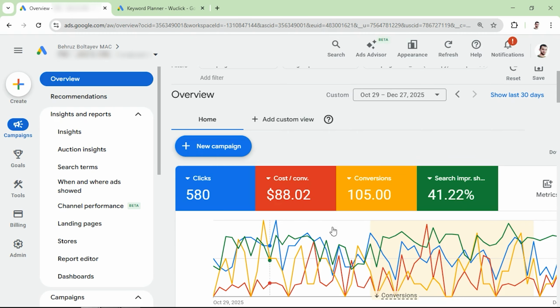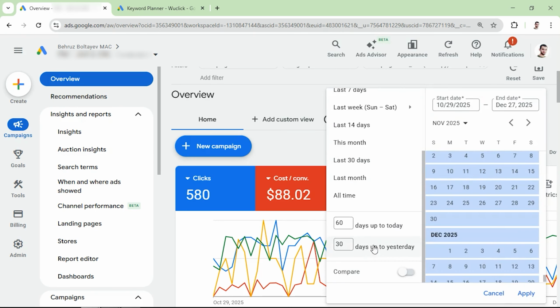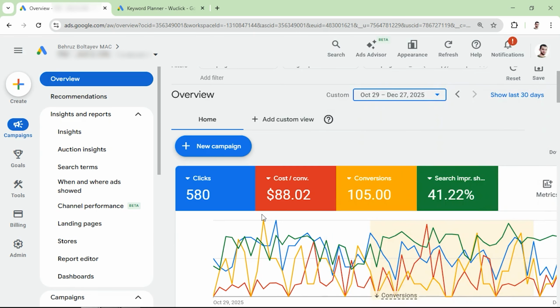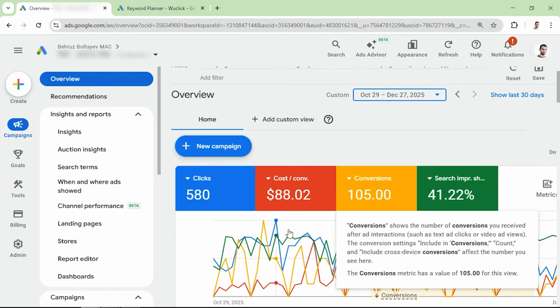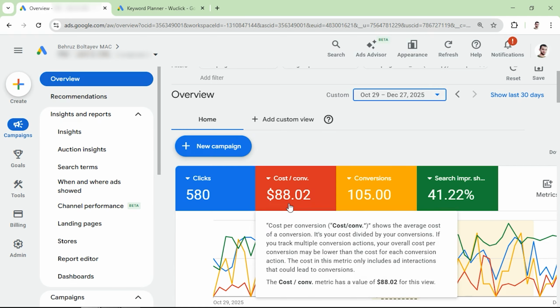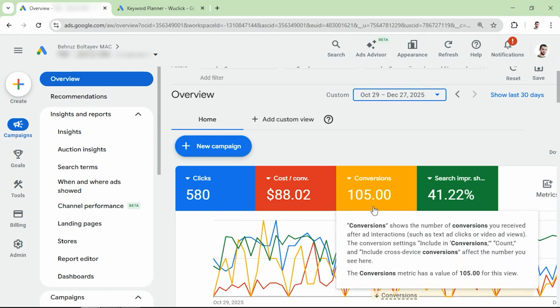This is one of our example accounts, and as you can see, in the last 60 days, we have generated around 105 conversions, and the cost per conversion is around $88. This is a local service business similar to roofing companies with the goal of generating as many phone calls or form submissions as possible with Google Ads. And with conversions, we're mainly tracking phone calls directly coming from ads, or if we have traffic with the mobile version of the website, if they click on a call button, we're going to track them as a conversion, or if they submit a form, we're going to track them as a conversion.